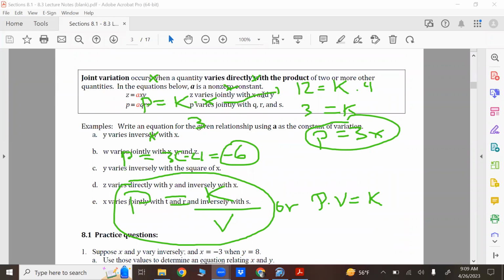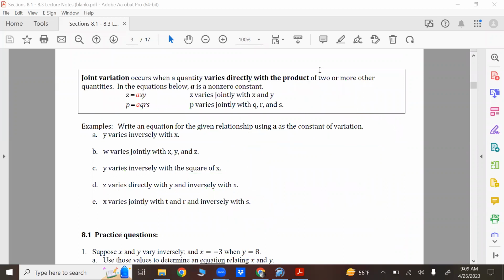Okay, joint variation. That's when you're looking at multiple variables, and it's when multiple variables are varied directly with one other variable.